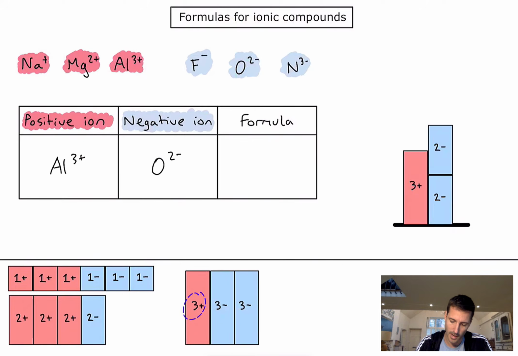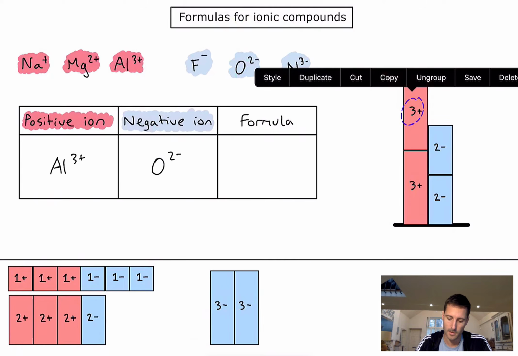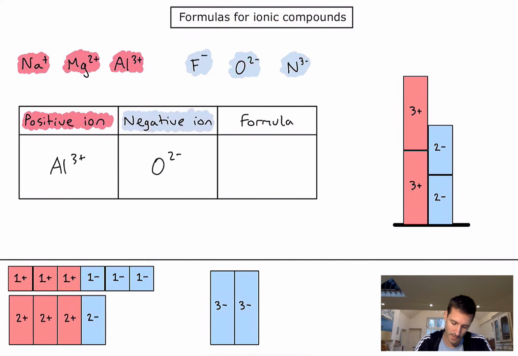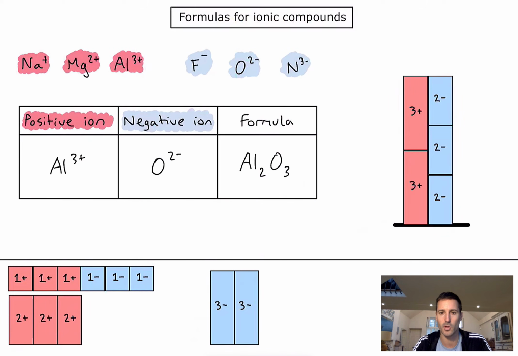Now I've got more negative charge than positive charge. So let's add another aluminium. Now I've got more positives than negatives. However, if I add 1 more oxide, beautifully, now we've achieved equal positive and negative charges. So what's my formula in this case? It's going to be Al2O3. That's aluminium oxide.